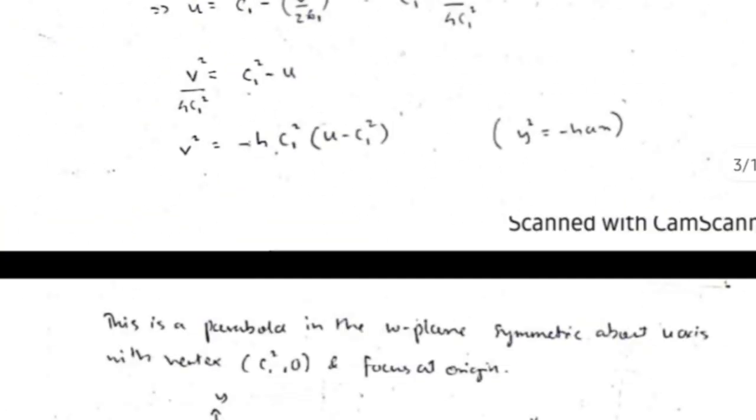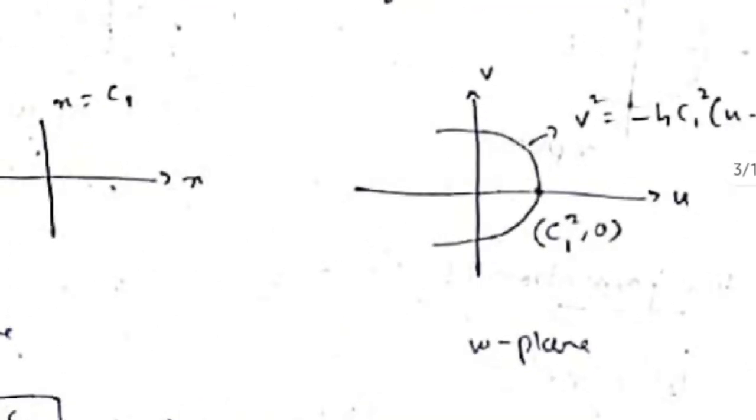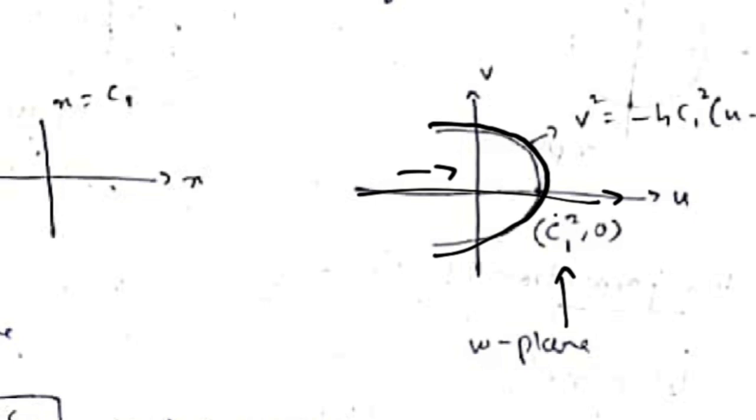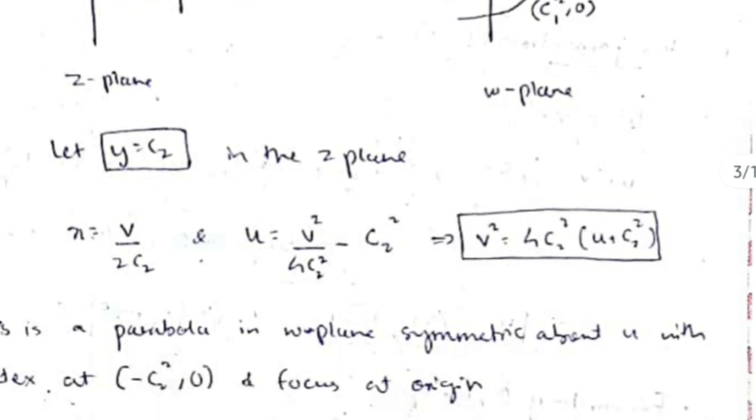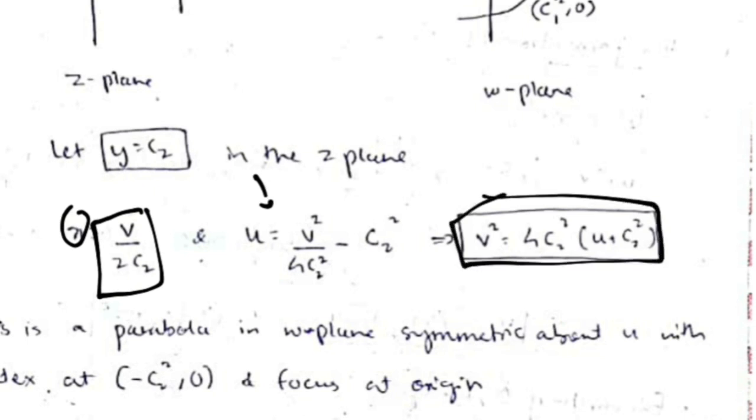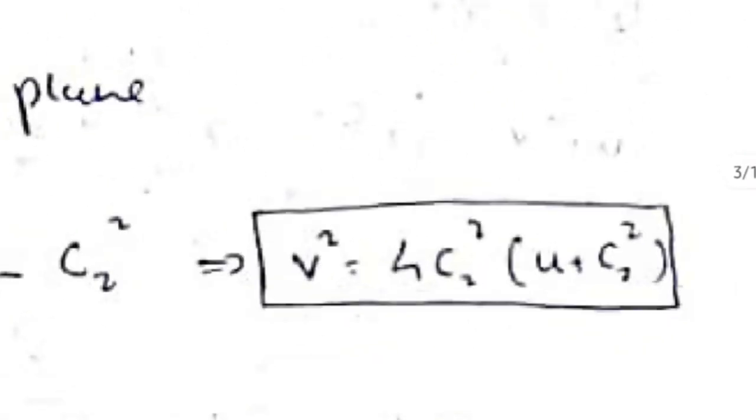Okay, so the graph will look as follows. It will be coming from the negative axis and it will be symmetric with respect to the x-axis, and the point of intersection will be c1 square. Similarly, in the second case we have to take y is equal to a constant value, substitute the value of x in terms of y in the second equation, and find the parabolic equation. We will be getting v square is equal to 4 c2 square u plus c2 square.